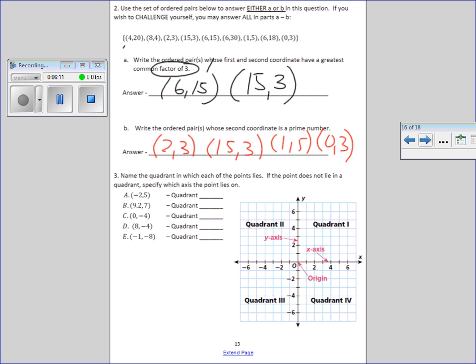That's a winner. The second number has to be prime. 3 is prime, 3 is prime, 5 is prime, and 3 is prime, so it works. None of the others will work.